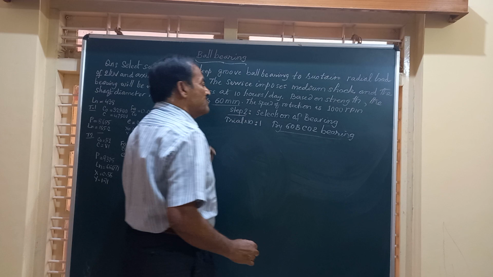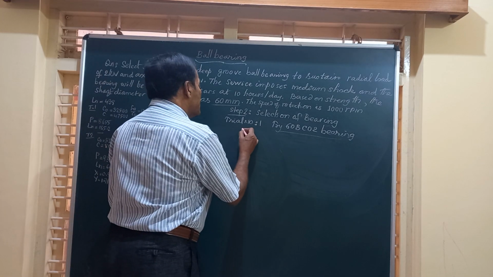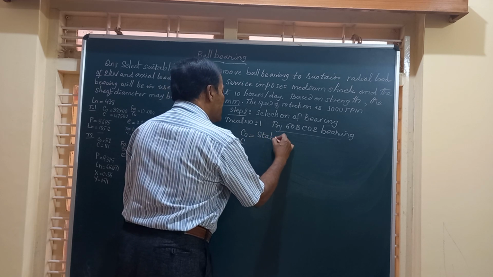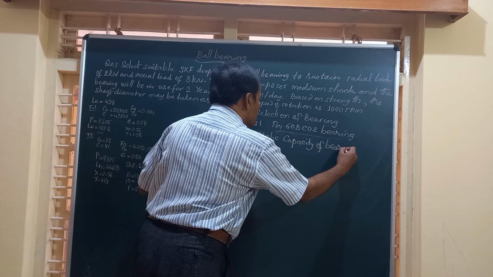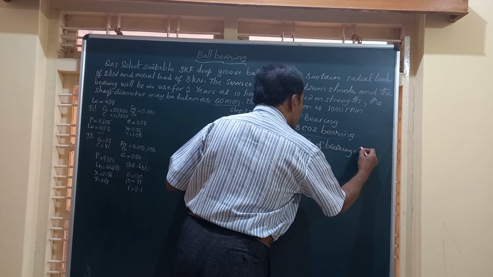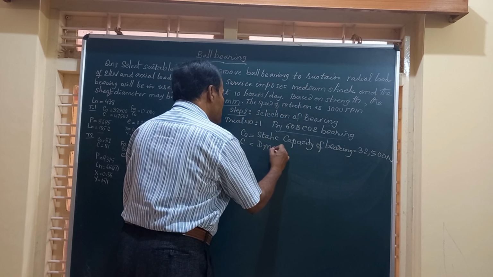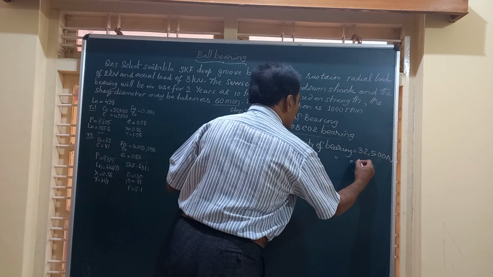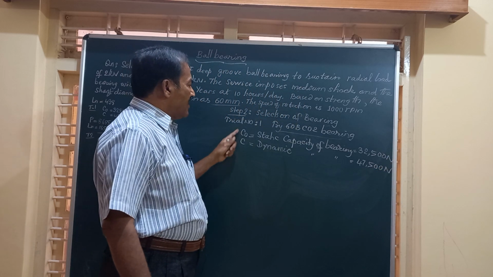So for this 60BC02 bearing, we have to refer to the data handbook and obtain the two terms called two loads, that is C0 and C. C0 is called the static capacity of bearing, and this value is available as 32,500 Newton, and C, the dynamic capacity or dynamic load, is given as 47,500 Newton. Friends, you may ask me why we have to take this.